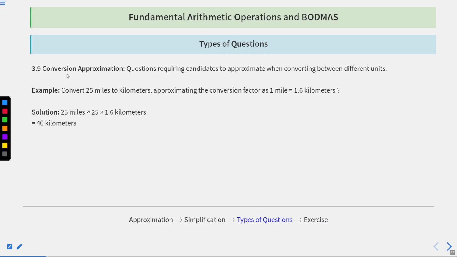The ninth type asked in the question is conversion approximation. These are questions requiring candidates to approximate when converting between different units. For example, convert 25 miles to kilometers, approximating the conversion factor as 1 mile equals 1.6 kilometers. So 25 miles is approximately equal to 25 times 1.6 kilometers, which is equal to 40 kilometers.